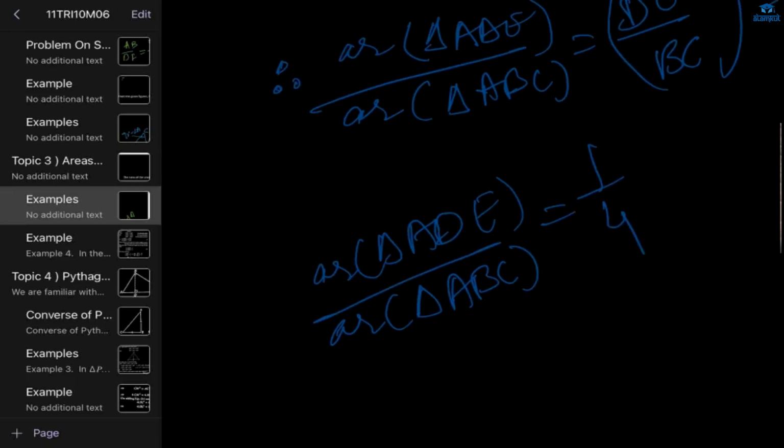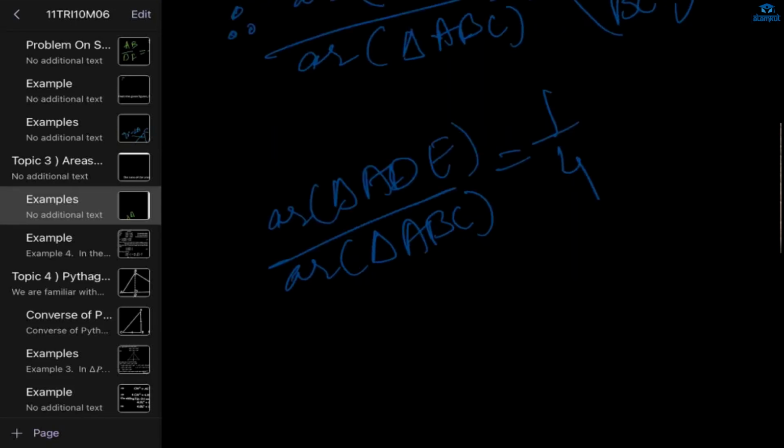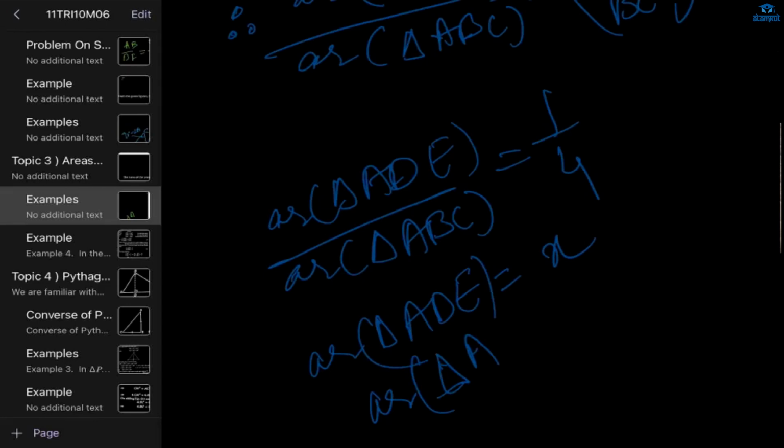That is 1:4. So that means if area of triangle ADE is equal to x, then area of triangle ABC will be equal to 4x. It is a 1:4 ratio. Everybody, why am I taking x and 4x? Because we don't know the exact area, we have only found the ratio. So if the ratio is 1:4, that means if the area of the smaller triangle ADE is x, the area of the bigger triangle will be 4x.